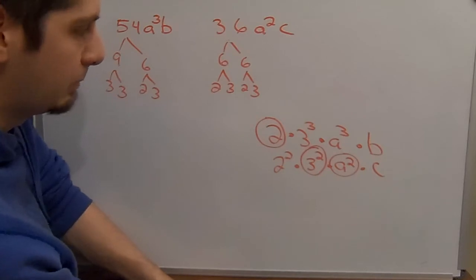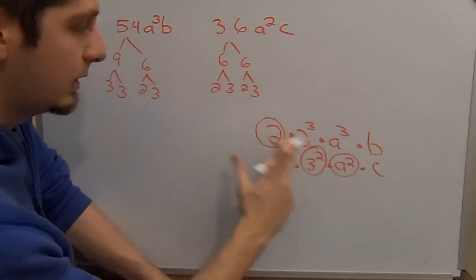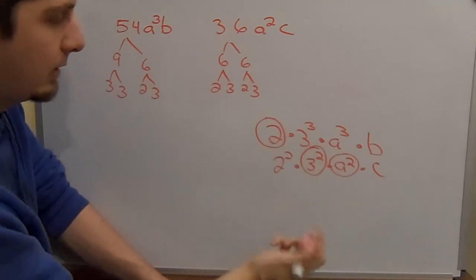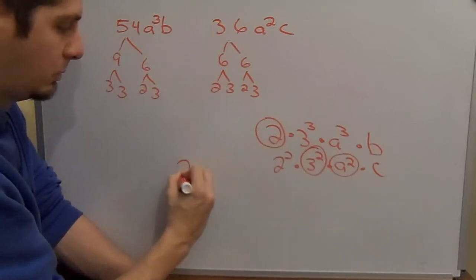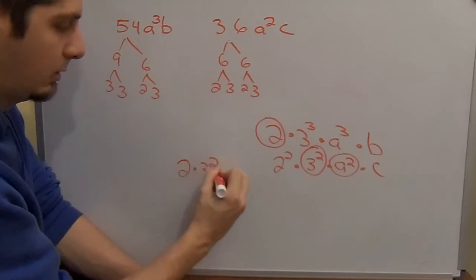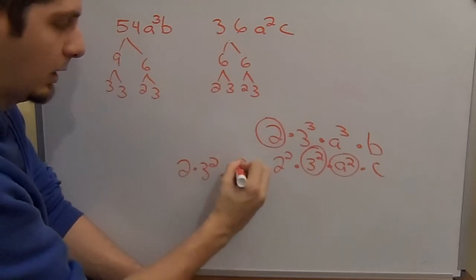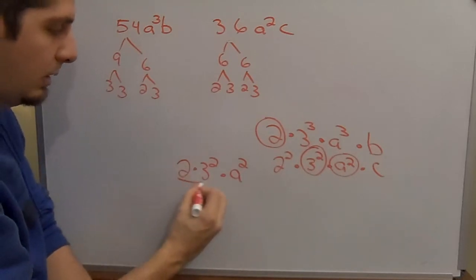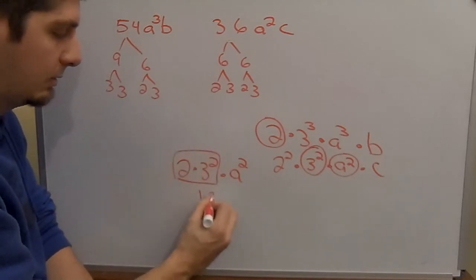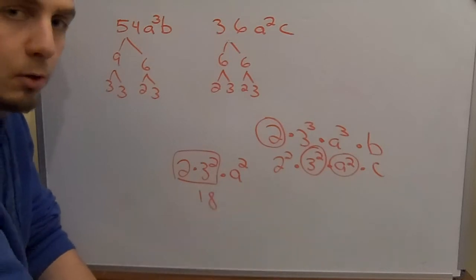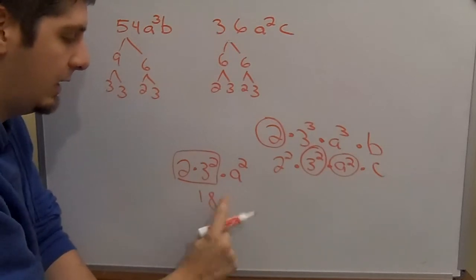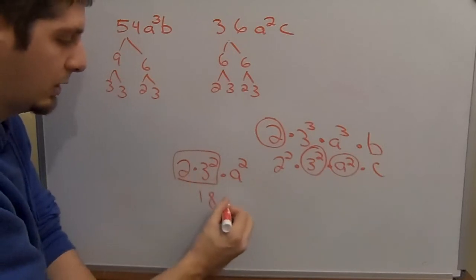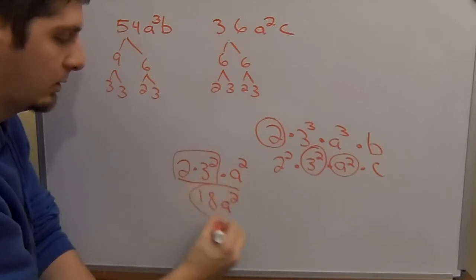So, for example, now what we would do is we would again take all of the common prime factors and multiply them together. So I'm going to do 2 times 3 squared times a squared, because those are all the common prime factors. And the 2 times 3 squared will get me 18 again. And the a squared, there's nothing to multiply it by, so we leave it as is. And to write 18 times a squared, you would just say 18a squared, and there's your GCF.